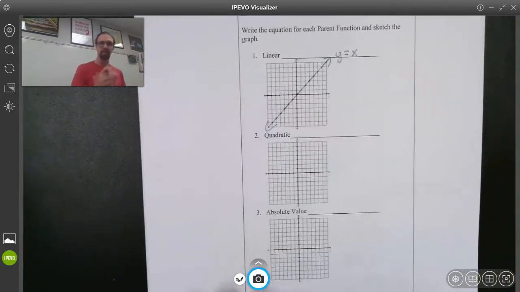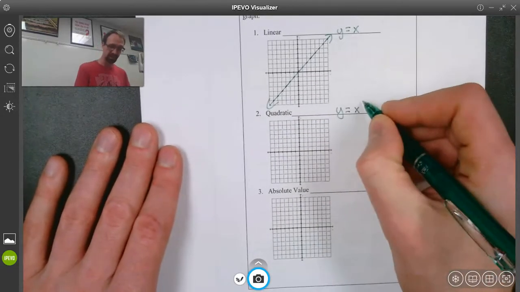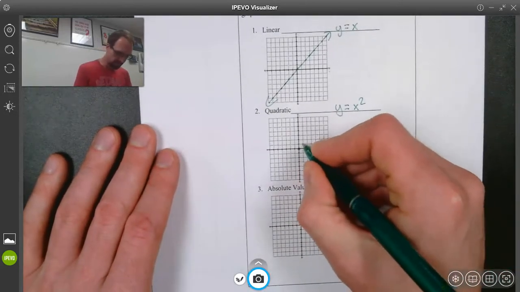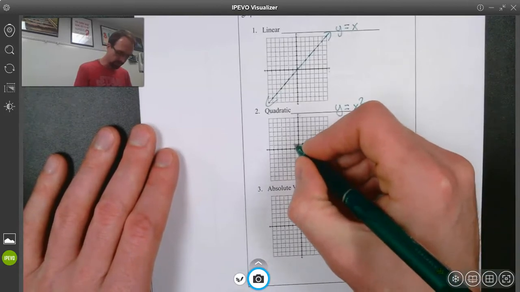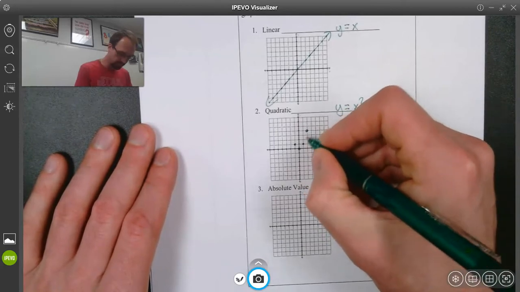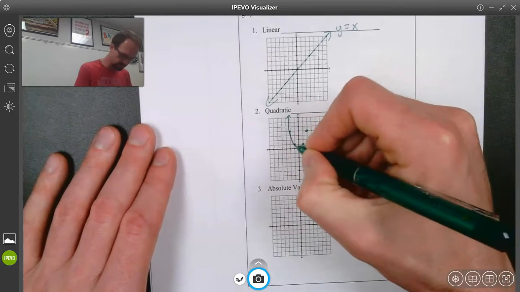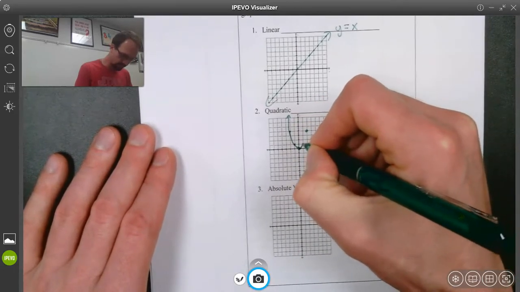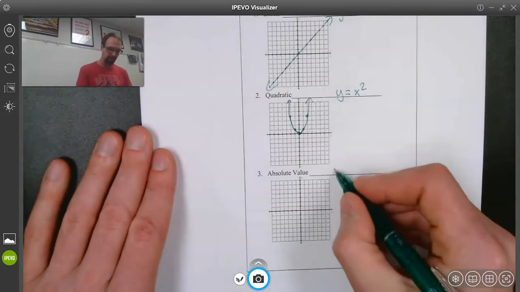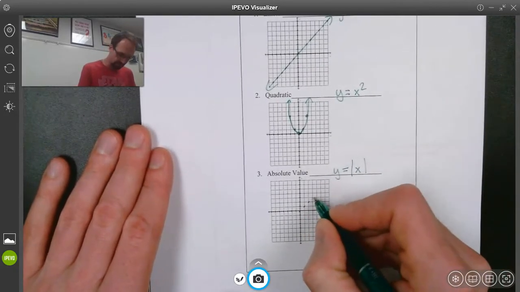Next one, we have the quadratic. So quadratic is going to be y equals x squared. Again, these are just really the basics. So this one, I have a point at (0, 0), (1, 1), (negative 1, 1), (2, 4), (negative 2, 4), and it makes that nice U shape. Flat bottom there. And then absolute value, that's going to be y equals the absolute value of x. And that gives us that V shape we've graphed earlier.